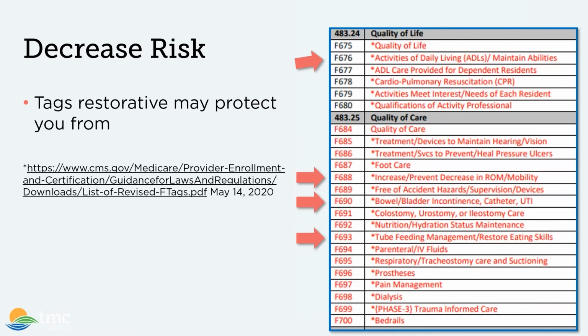Well, we know whether they have COVID, they're recovering from COVID, or they are just declining due to the isolation, we are at risk for a decline in their mobility and range of motion. So we want to protect ourselves from tag F688. F690, bowel bladder incontinence. F693, tube feeding, restoring the eating skills. We want to make sure that we protect ourselves from all of these risks, especially now.